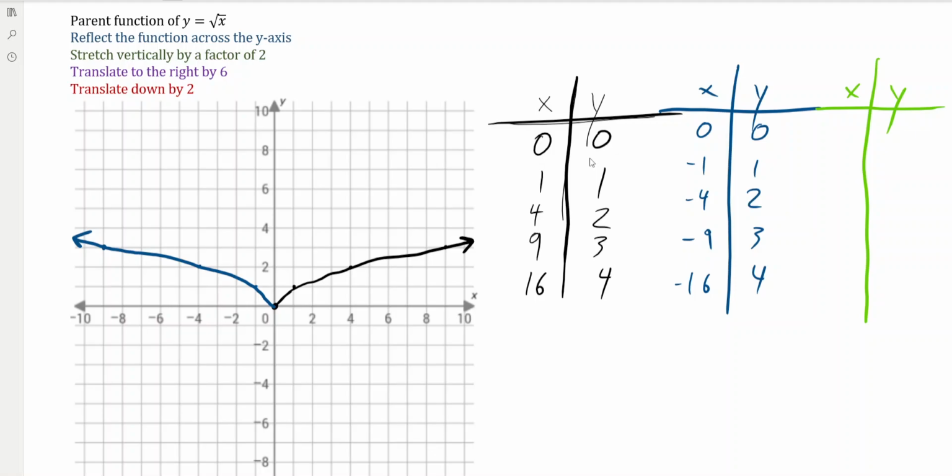So stretching vertically means our y values are changing, so we're going to keep our x values the same. Vertically by a factor of 2, so we're going to multiply by 2. 0 times 2 is still 0. 1 times 2 is 2. 2 times 2 is 4. 3 times 2 is 6. 4 times 2 is 8. So it's still the same x points, but basically we're just doubling every y value here. So it's going to look like this, roughly.